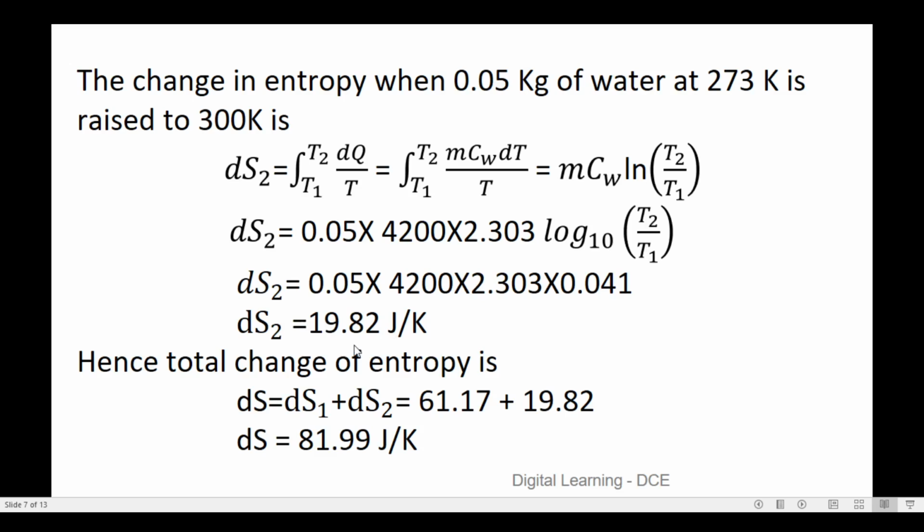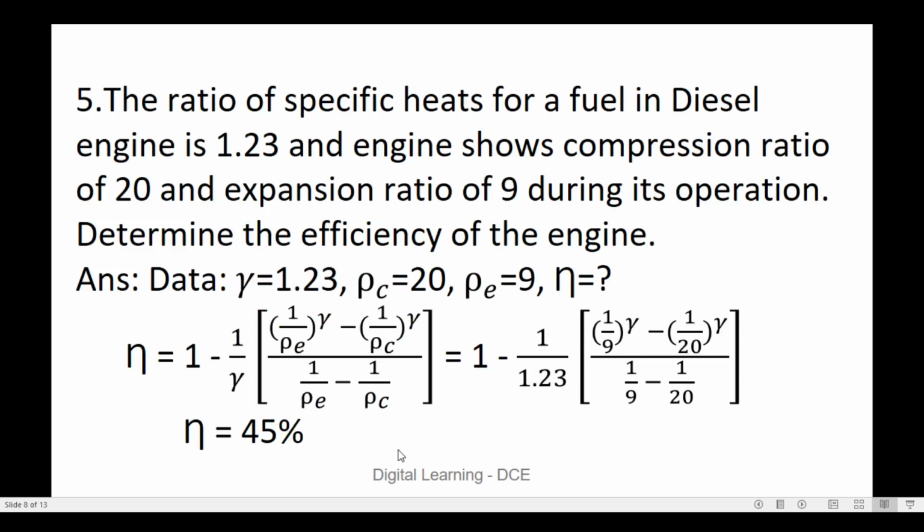Hence the total change of entropy will be equal to the sum of dS1 and dS2. So dS equals dS1 plus dS2. Substituting these values and simplifying, finally we get dS equals 81.99 joule per Kelvin.